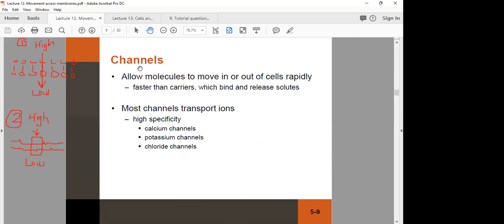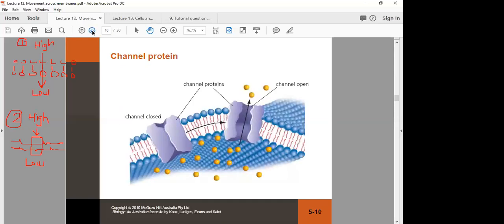So the first broad category of membrane transporters are the channels. These are quite rapid. They allow molecules to move in and out of cells quite quickly. They're faster than carriers, which have to bind and then release solutes. Most channels that have been studied are ion channels. They transport different ions. They have high specificity, usually for one or two particular types of ions. And here are just some of the ion channels that have been studied: calcium channels, potassium channels, chloride channels. But there's quite a few others.